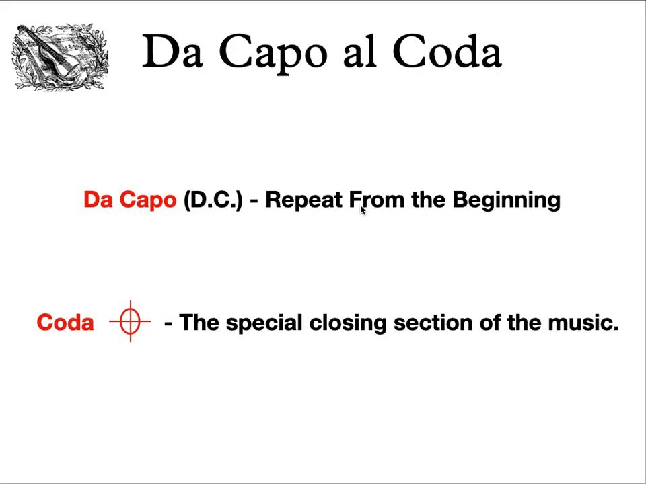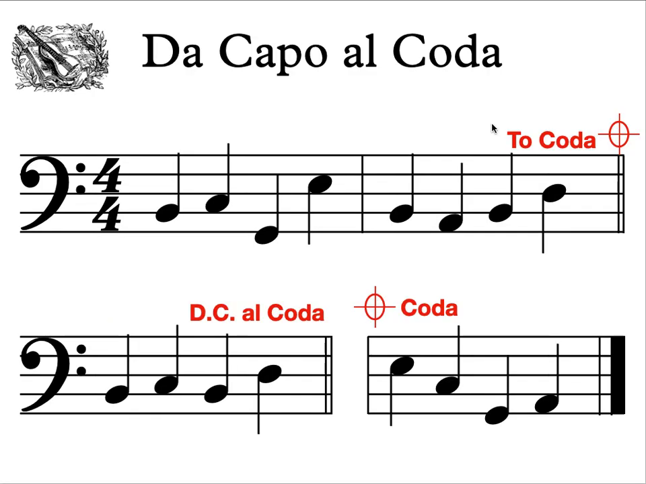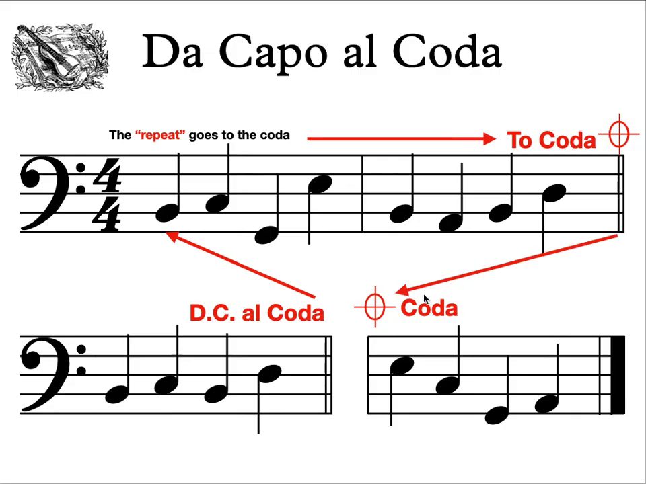Da capo, repeat from the beginning, and coda is a special closing section. So da capo al coda, let's get used to that. So there's the to coda sign, DC al coda, and coda. The first thing you want to notice is that the DC is going to go to here. You don't go to the coda the first time, otherwise you'll never play this measure. So this occurs the second time after the repeat. And then you're going to skip this section and go straight to the coda.